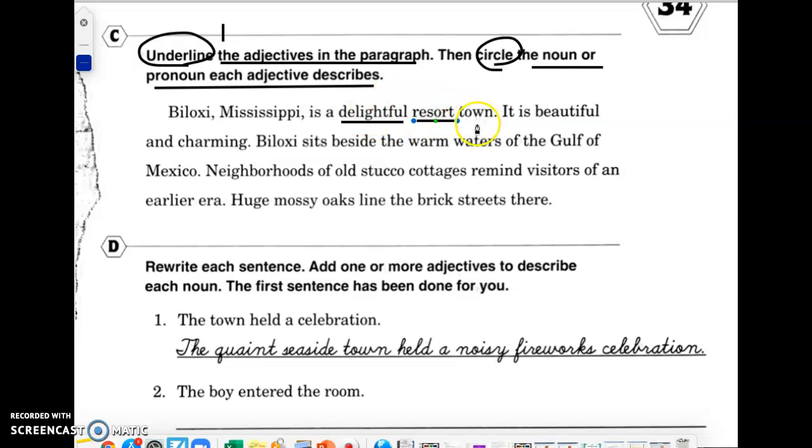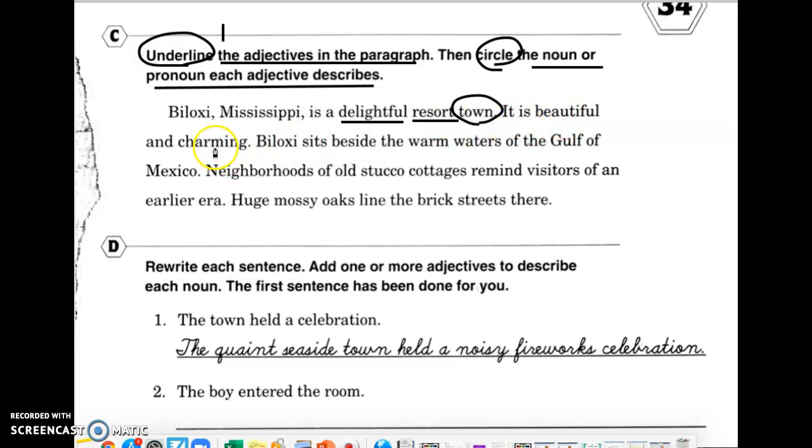Delightful describes the word town. And resort, in this instance, is also describing the word town. It tells what type of town it is. A resort town is sort of like a vacation town. So instead of saying just a normal town, it's describing it more and being more specific by demonstrating that it's actually a resort town. It's a vacation town.